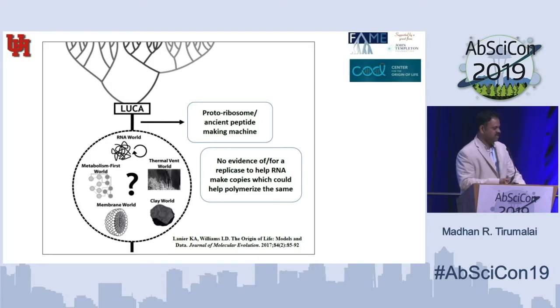current hypothesis is that the hypothetical RNA world was probably terminated by a proto-ribosome world, an ancient peptide-making machine. However, there's a small problem, the absence of a demonstrable replicase. Therefore, in the absence of this replicase, we have heard a lot about wet-dry cycles.